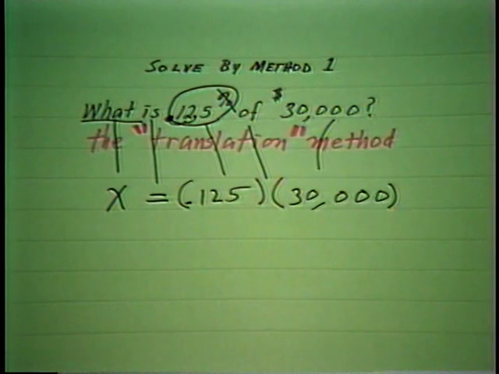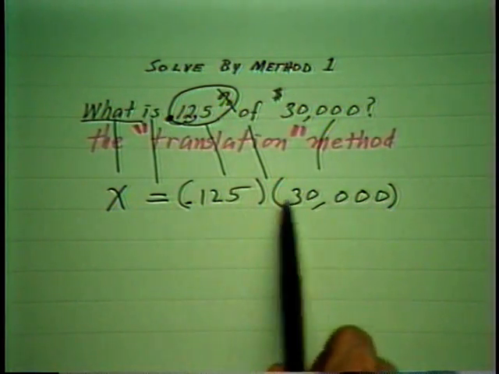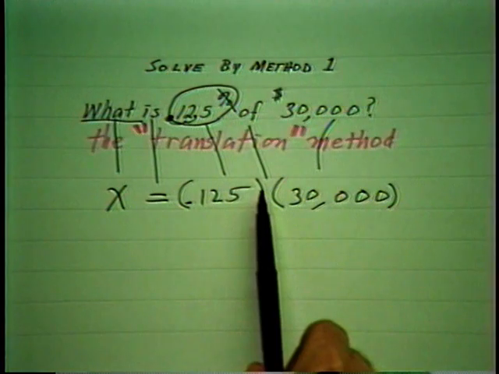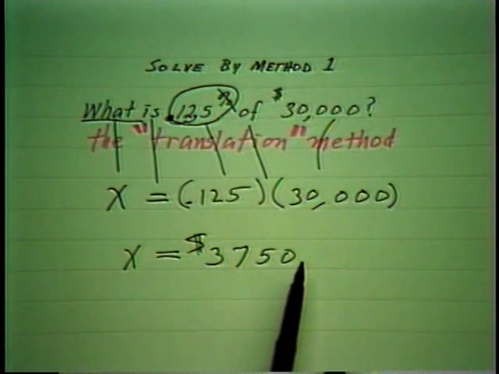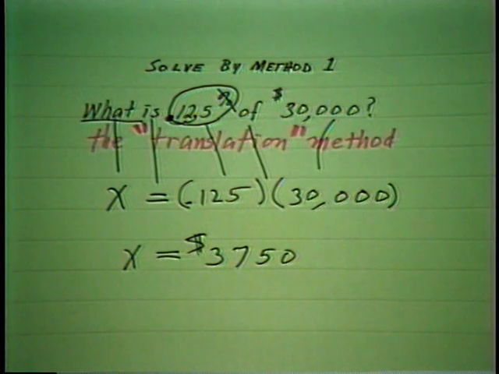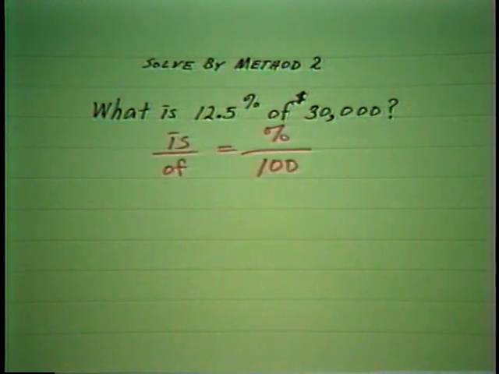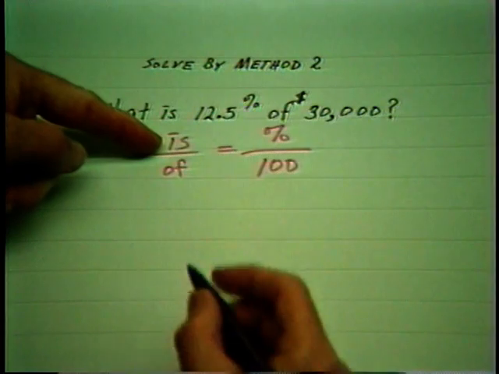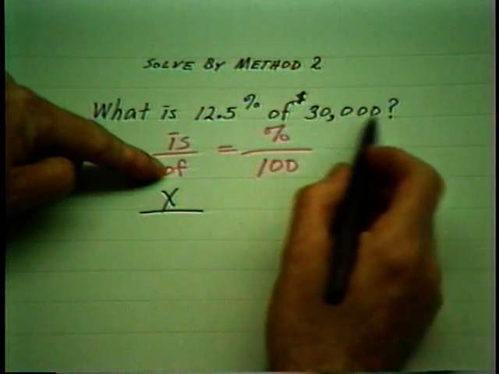Now in this case, we're lucky. We're done really except for arithmetic. It says my unknown is that times that. So doing that multiplication, we get $3,750. See how valuable those exercises of solving equations have been all along in this book? Now let's do yet one more problem by Method 2, or the is over of method. What number is attached to the is? It's the unknown. What number is attached to the of?